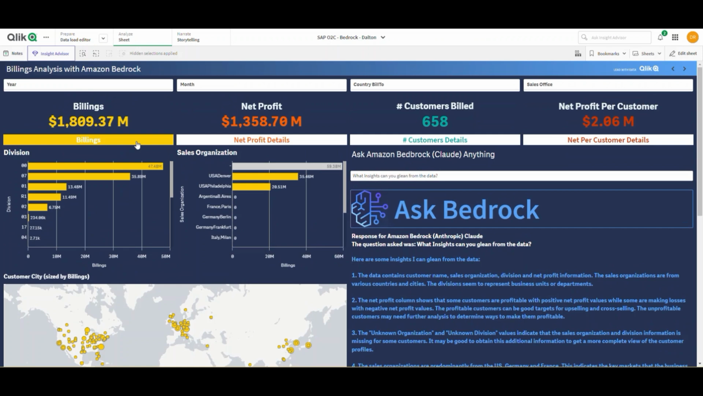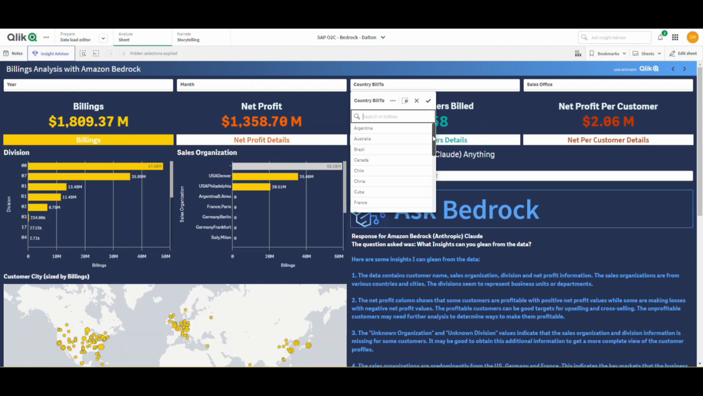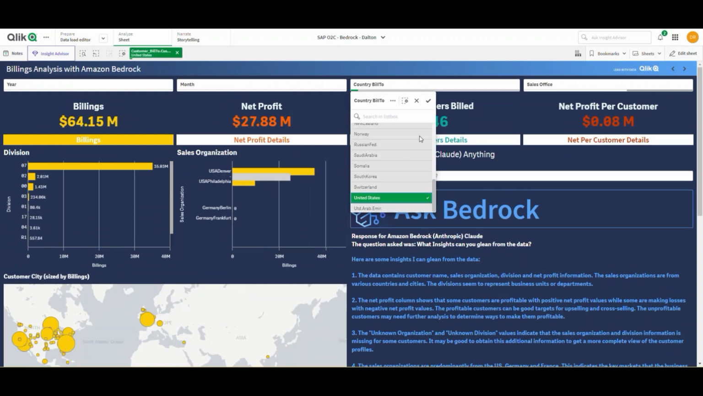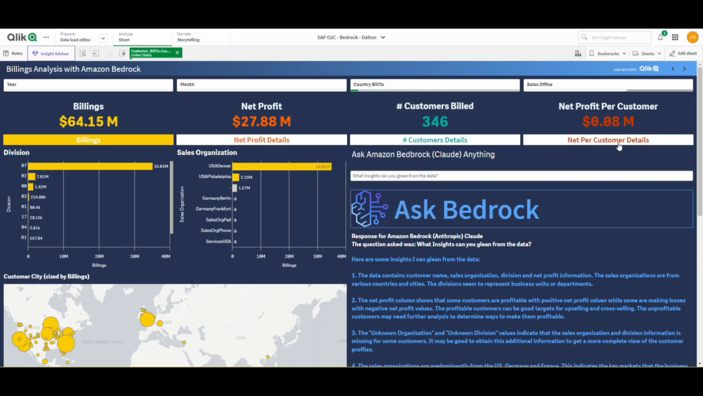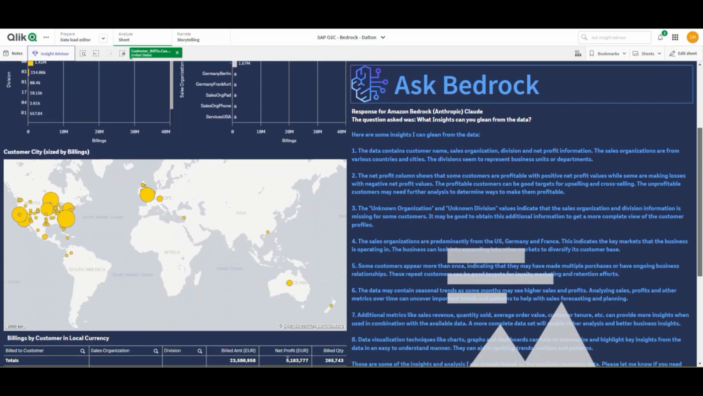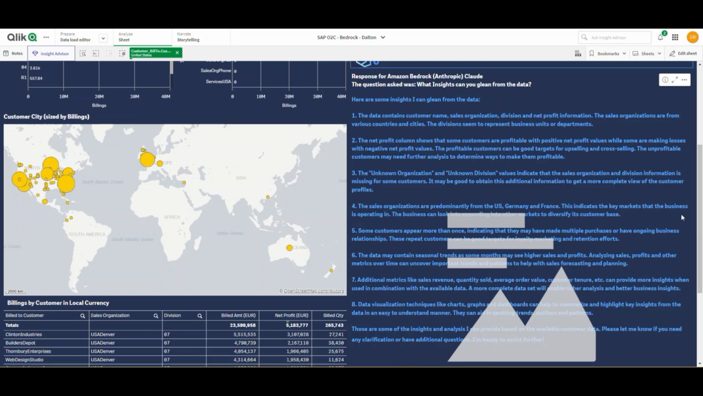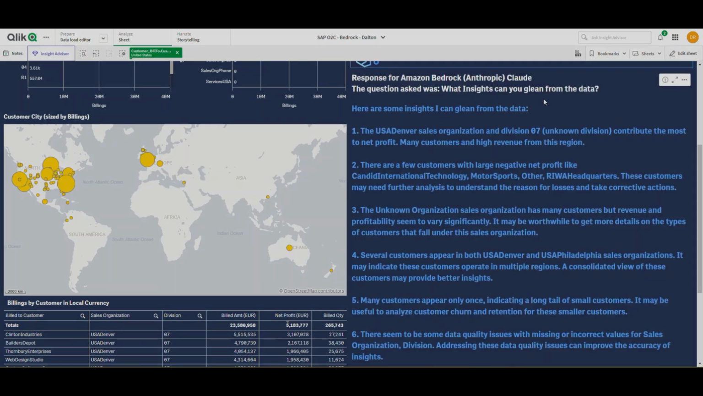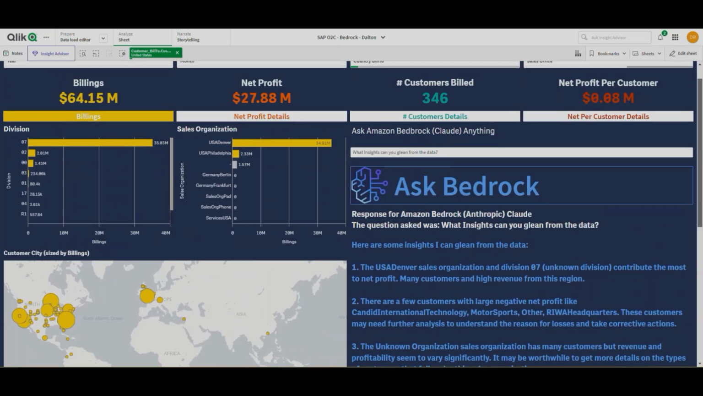Notice that I've already asked Bedrock a pretty generic question. What insights can you glean from the data? It produced some answers, and here's where the power of Qlik really comes into play. As I filter to select just United States Bill To locations, notice that the charts we just looked at are responsive, as is our connection to Bedrock. Within seconds, its insights are updated based on the values that we have just filtered to.